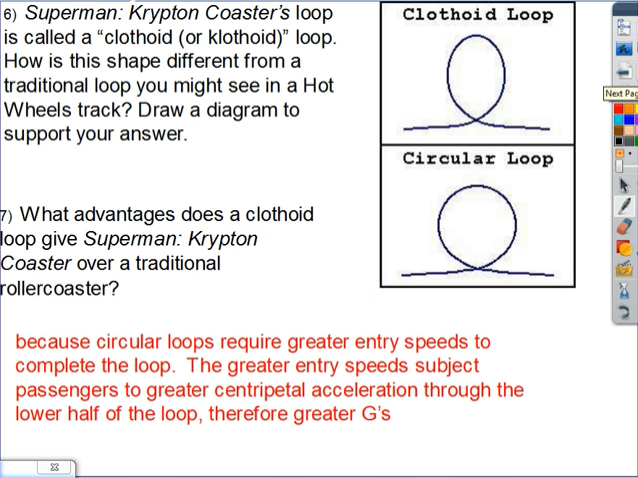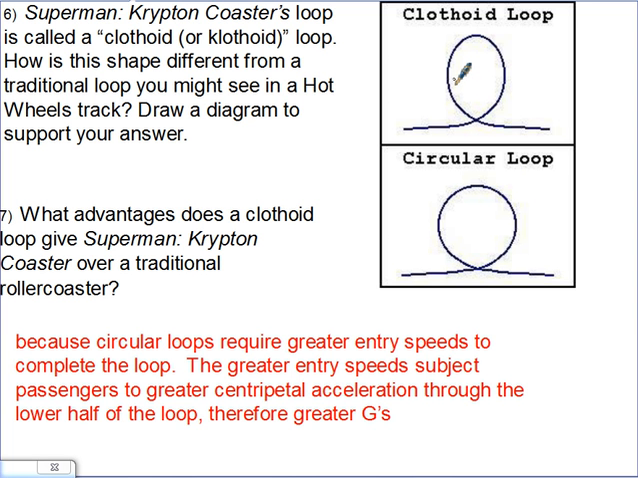Alright, so the Superman uses a clothoid loop instead of a circular loop. These are diagrams of the clothoid. Notice that this does not have a uniform radius. This radius is much smaller than the radius top to bottom, whereas a circular loop has a uniform radius. The advantage here is the circular loop requires a greater amount of speed, somewhere in the neighborhood of 200 miles per hour for a circular loop to complete the loop, whereas the clothoid only requires 70 miles an hour.